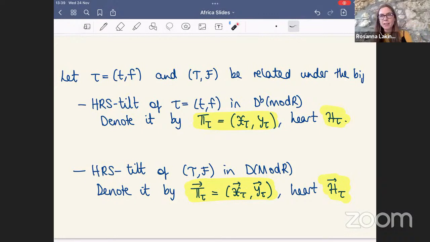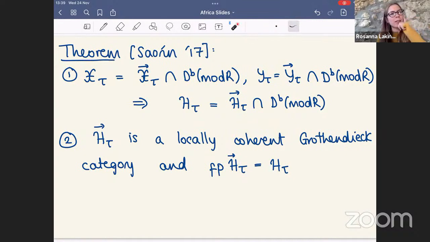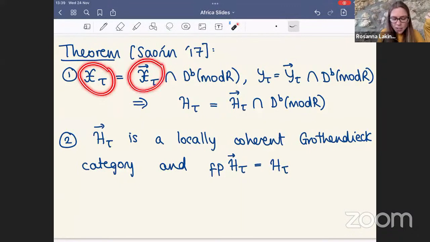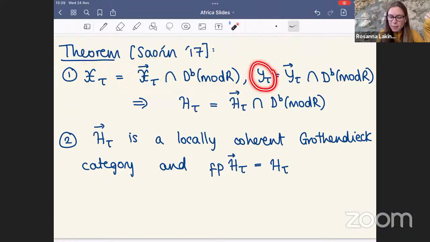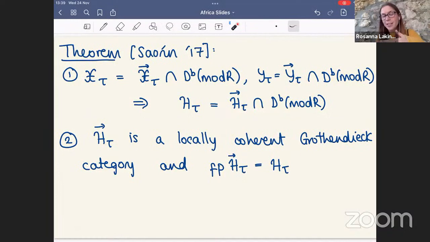This is due to Manuel Saorín from 2017. He shows that if you have these two HRS tilted t-structures, then they're related in the following way. The smaller aisle is the larger aisle intersected with the bounded derived category, and the smaller coaisle is the larger coaisle intersected with the bounded derived category. And the heart from the smaller torsion pair is just the bigger heart intersected with the bounded derived category. So this is maybe not too surprising. We have these two torsion pairs sitting inside each other, and then it makes sense that their t-structures are also sitting inside each other.